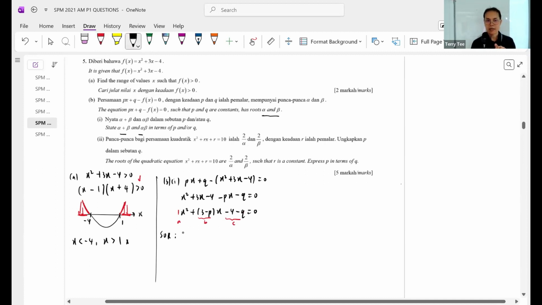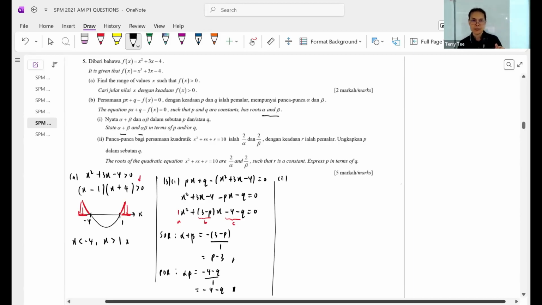So for alpha plus beta equals minus B over A. So this is B, minus 3. Product of roots, alpha times beta, C over A. So over A, this one we can just write minus 4 minus q. So guys, I got my SOR. I got my POR. Right.